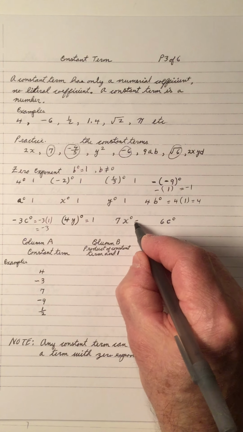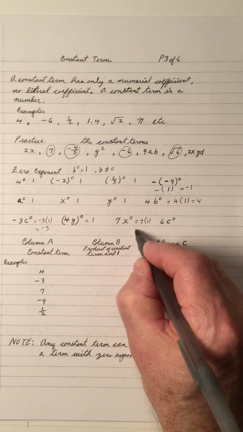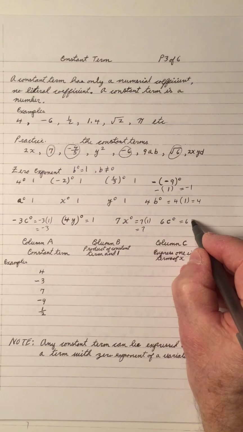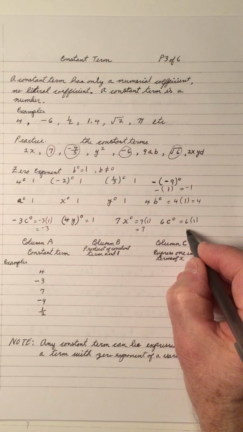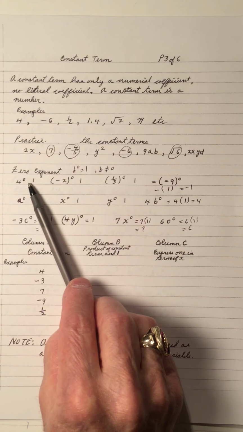7x to the 0. Notice again, the x is to the 0, not the 7. Notice this c is to the 0, and that's a 1. So you get a 6. So notice when it's raised to the 0 power, you get a 1.